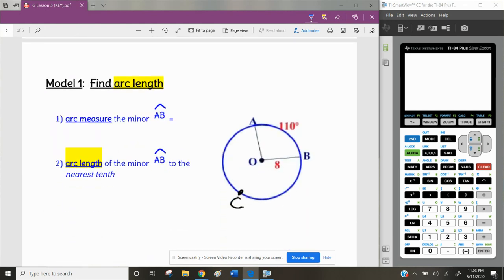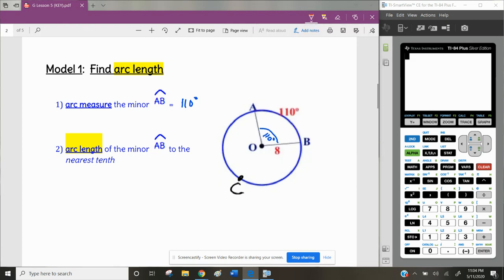So we're going to find the arc length for this example. The first question asks us about arc measure for the minor arc AB. Remember, arc measure is in degrees, like angle measures are in degrees. So the central angle here is 110 degrees, equal to the arc measure. That's old. We did that in the previous lesson.